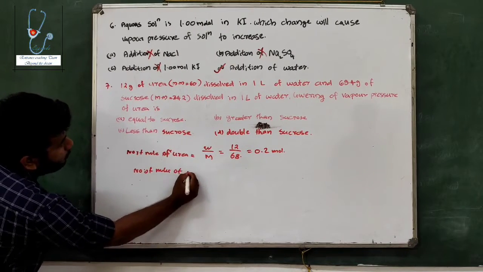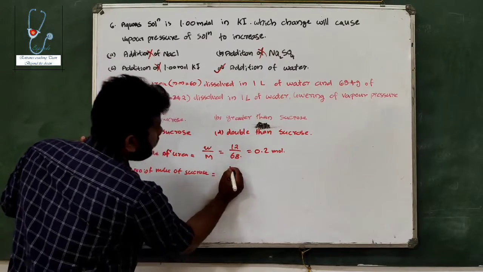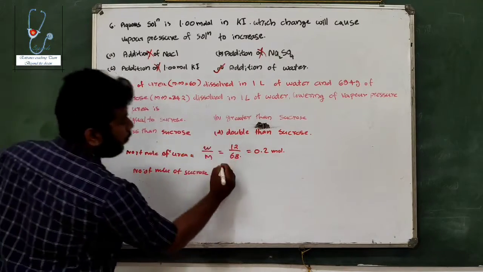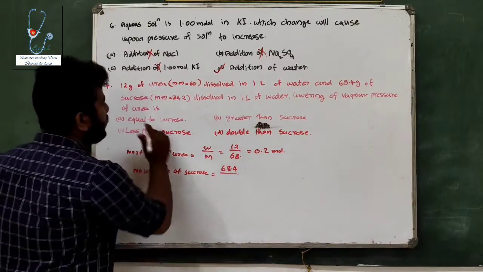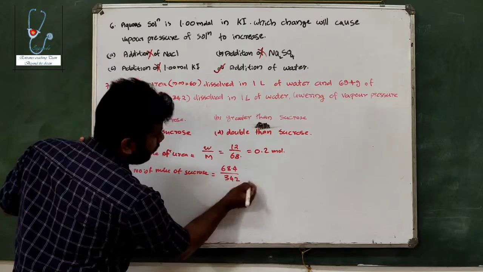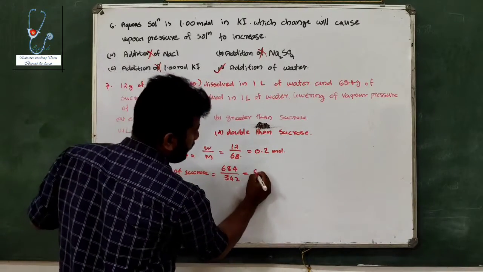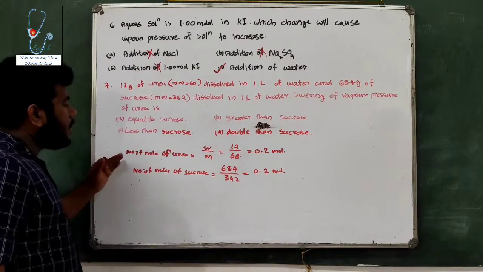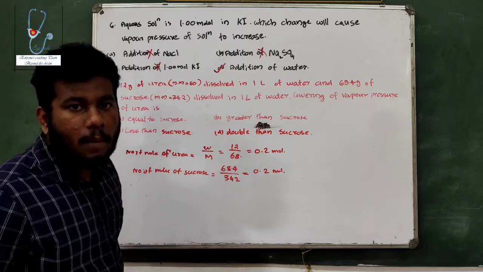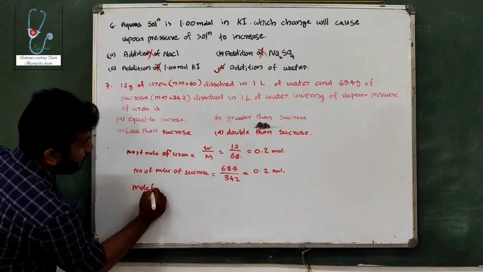Then number of moles of sucrose is equal to given mass 68.4 divided by molecular mass 342. Then we calculate, we get 0.2 mole. So the number of moles are same, hence mole fraction are same.